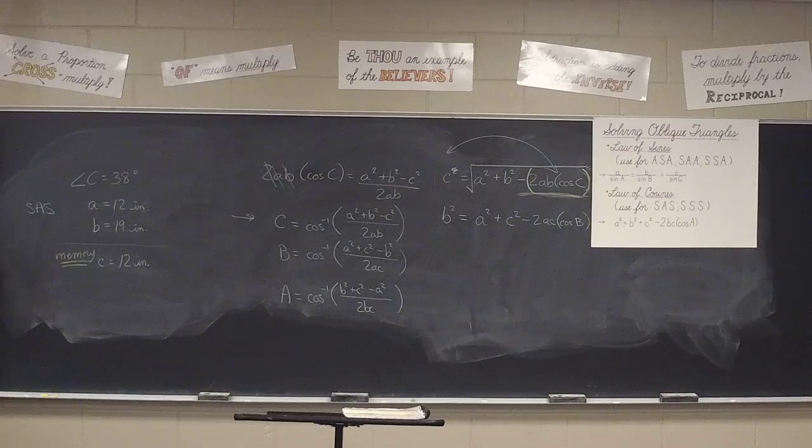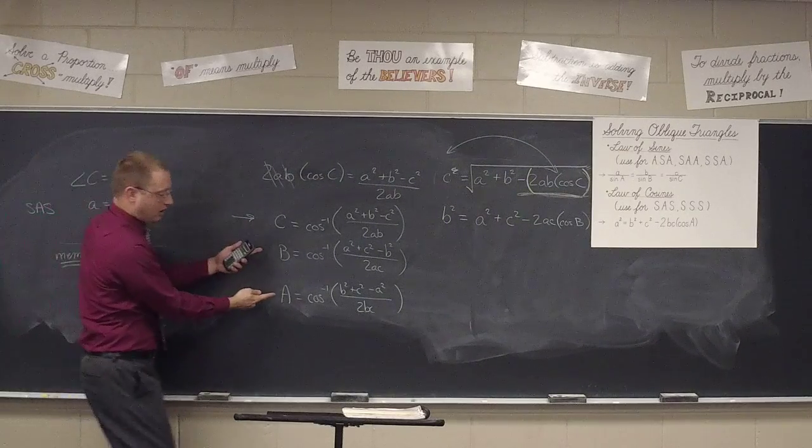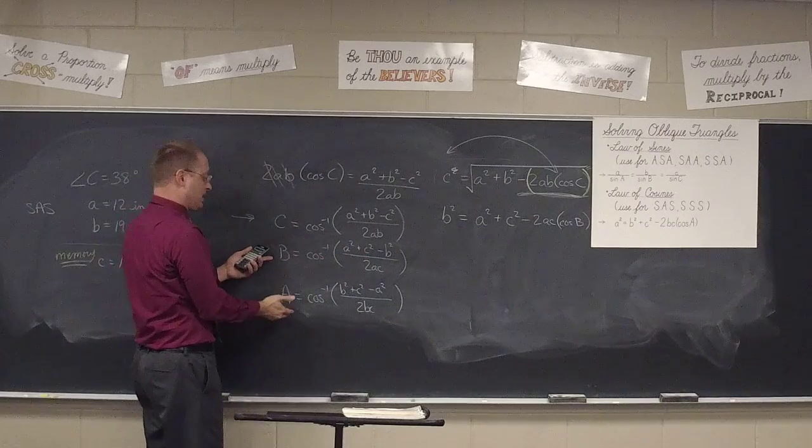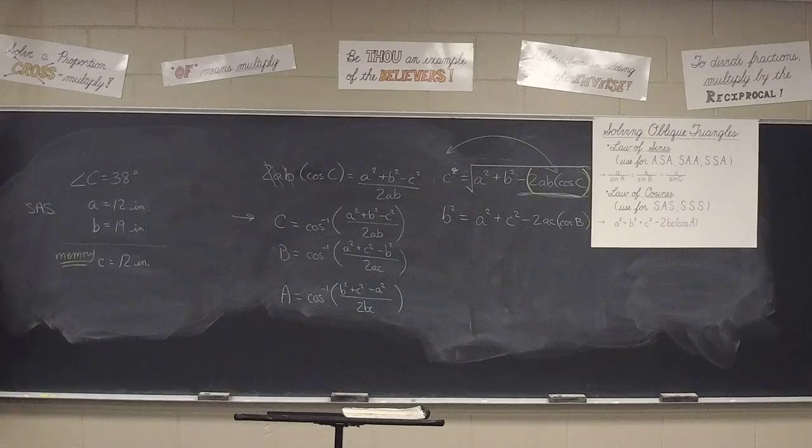Put it in the memory because you're going to need C to solve for angles A and B. Look, there's a C squared in both angle A and B. You have to have side C, and it's got to be in the memory, so put it in the memory.